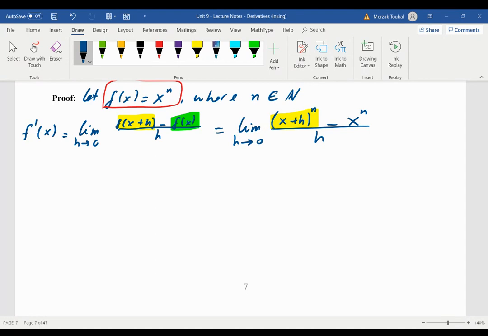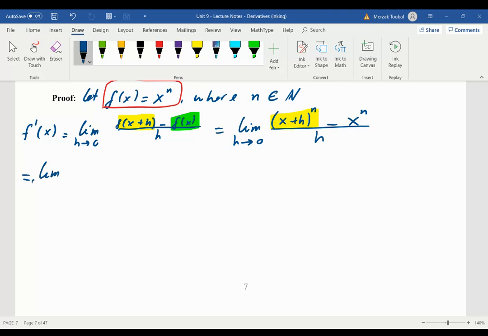Now, what is x plus h to the power of n? Well, we need to use the binomial theorem to find that. So I'm just going to put the expansion of x plus h to the power of n, but if you really need to understand how that expansion works, then you have to refer back to the binomial theorem. After using the binomial theorem to expand this, it's going to be the following.